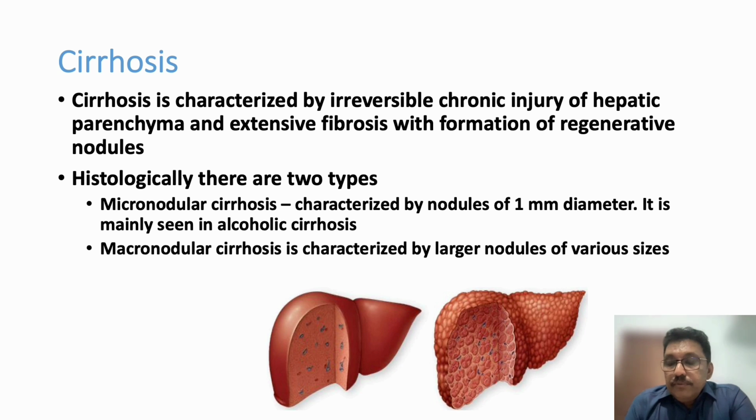There are two important types of cirrhosis. One is micronodular cirrhosis. It is characterized by small nodules less than 1 millimeter in diameter. It is mainly seen in alcoholic cirrhosis. Macronodular cirrhosis is characterized by large nodules of various sizes. Diseases other than alcoholic liver disease will produce macronodular cirrhosis. But ultimately, micronodular or macronodular cirrhosis does not have any major clinical implication in management. Both types of liver cirrhosis lead to hepatocellular failure.